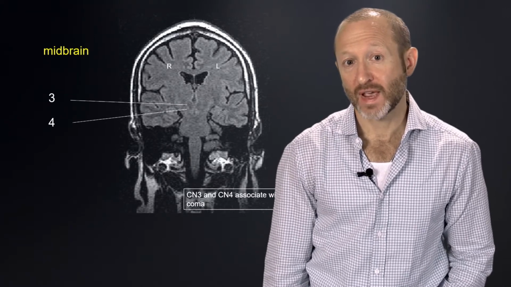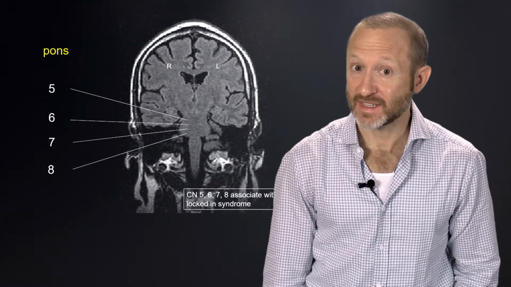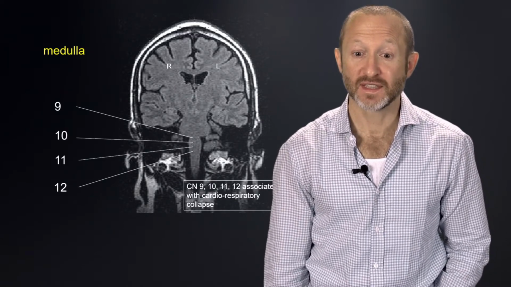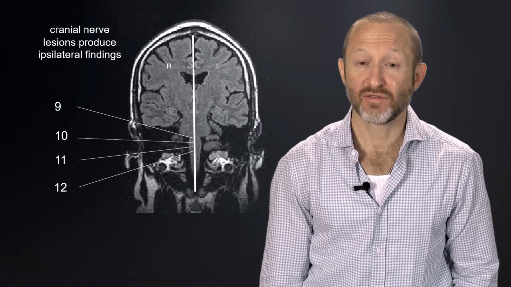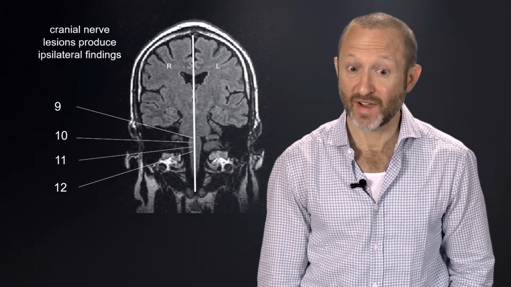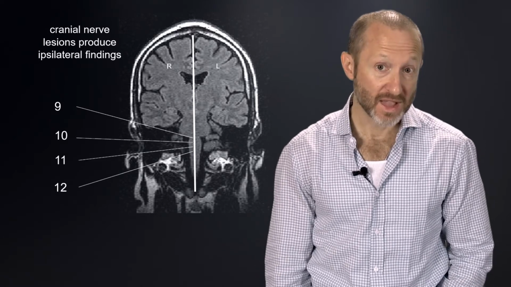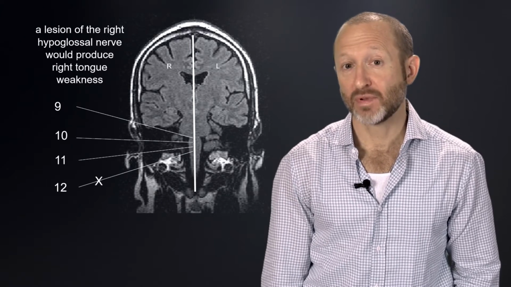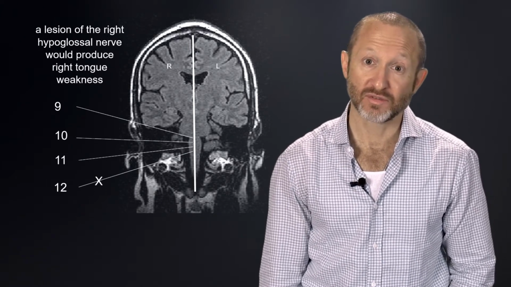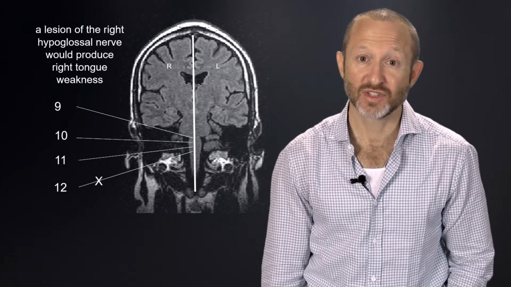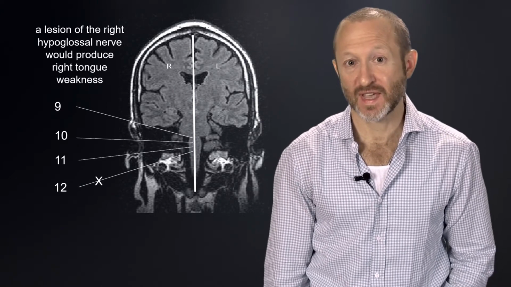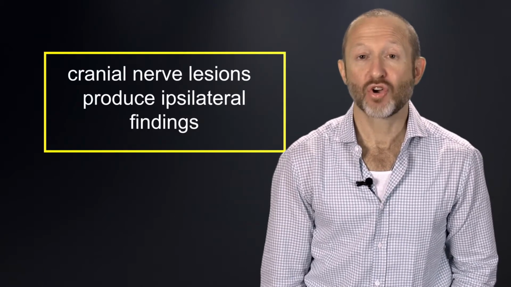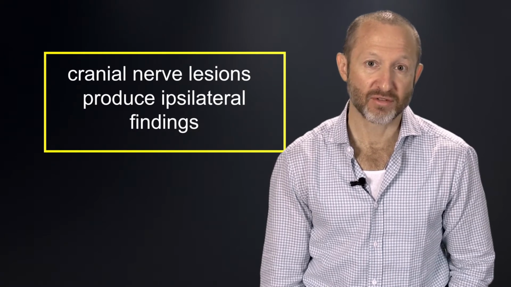Cranial nerves 3 and 4 exit out the midbrain. 5, 6, 7, and 8 exit the pons. 9, 10, 11, and 12 exit the medulla. And so you can imagine, therefore, that if cranial nerve lesions produce ipsilateral findings, once you see a cranial nerve abnormality, you understand if this lesion is on the left versus on the right. An example of this would be a right-sided hypoglossal nerve lesion, which would produce tongue deviation to the right. It would help you immediately understand that this lesion lies on the patient's right side of their neuraxis. Cranial nerve lesions always produce ipsilateral findings.